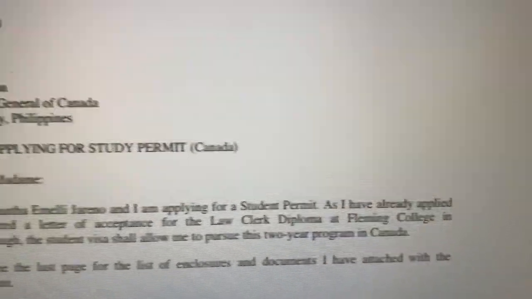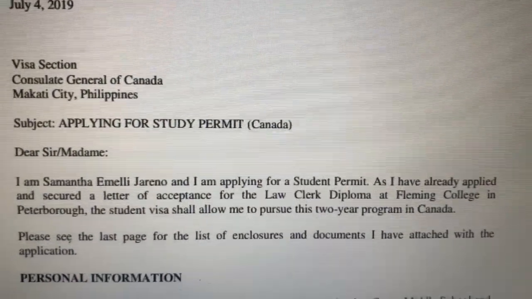And then below the date, a few spaces below, you put visa section, and then Consul General of Canada, Makati, Philippines as the address. Then you're gonna put a subject. The subject is applying for study permit, and then in parentheses, Canada. So you start your letter with Dear Sir, Madam, like a normal letter, and then you introduce yourself and what you're applying for. And in that sentence, you're also gonna put that you have already gotten a letter of acceptance from your school, and then how many years you will be studying. So you have to put that first in your letter.